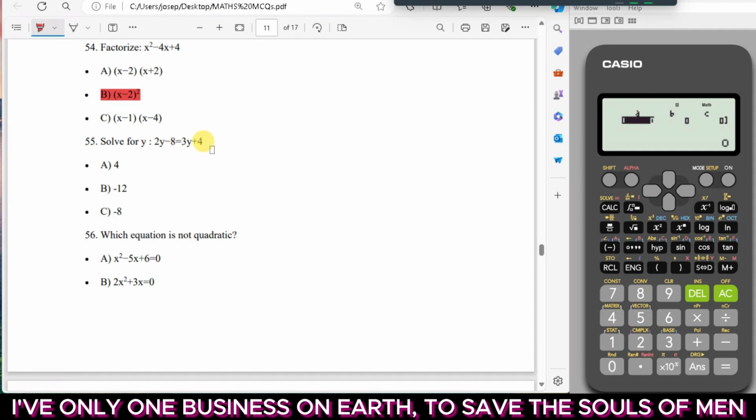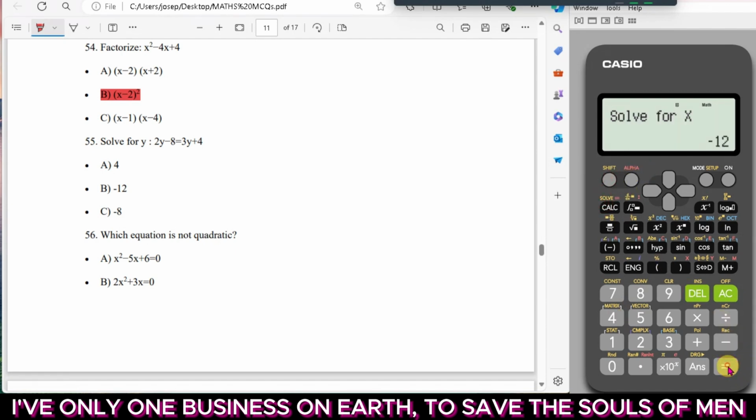So we can key that inside the calculator to get the answer. So we have 2, we don't use the y, we use x, minus 8 equal to 3x plus 4, then solve for the answer. So the answer here is negative 12. All right, so the correct answer is B.